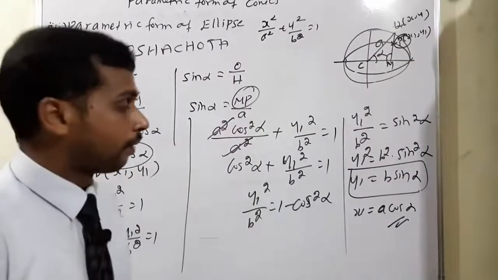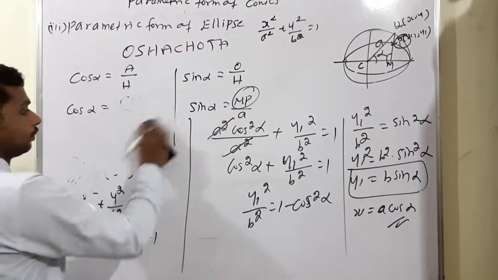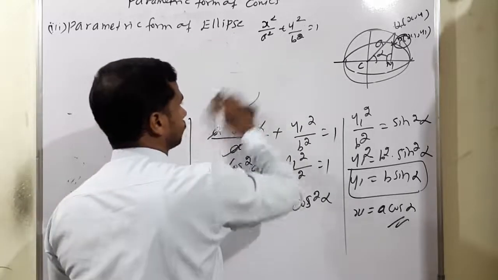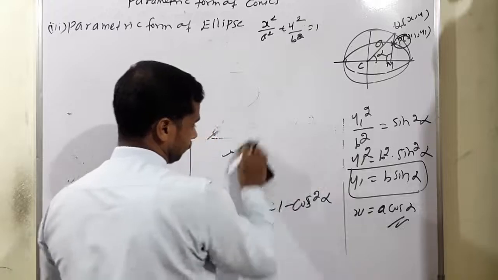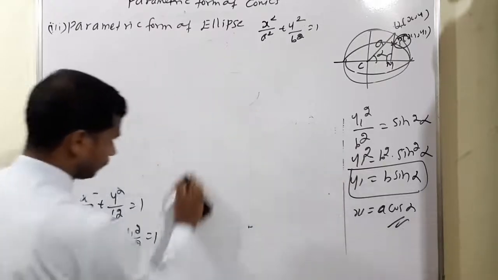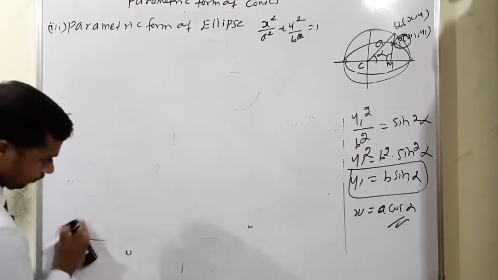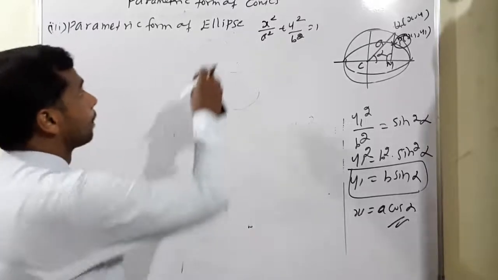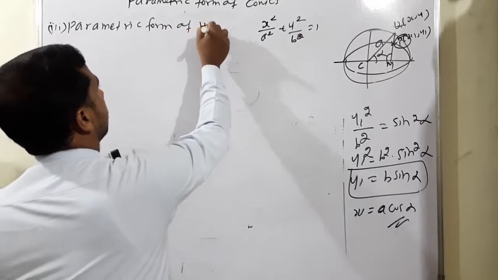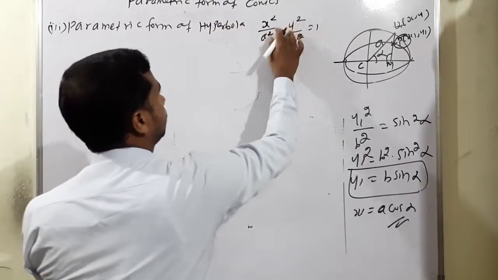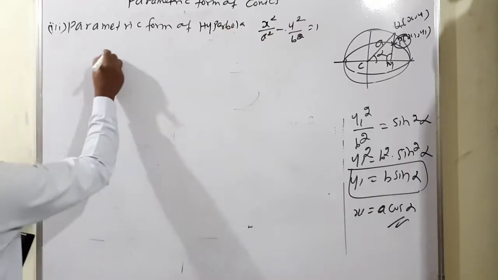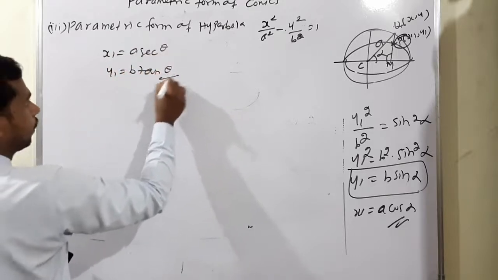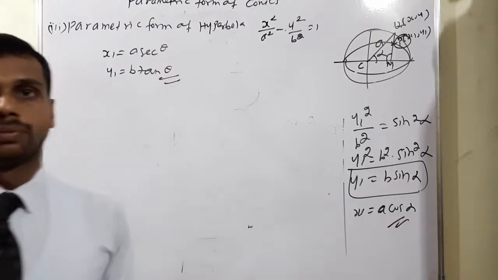The last one, parametric form of hyperbola. For hyperbola, instead of plus we write minus, and the point is x1 is equal to A secant theta, then y1 is equal to b tan theta. That's all. I will continue the concept.